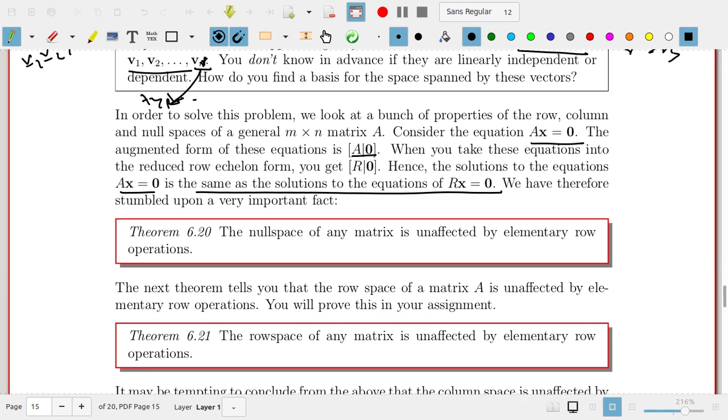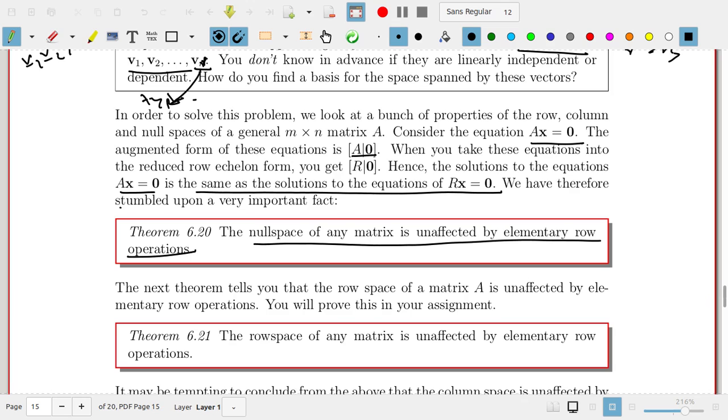Right? So we have come across something very important: the null space of any matrix is unaffected by elementary row operations. Null space meaning the solutions of Ax equals 0.